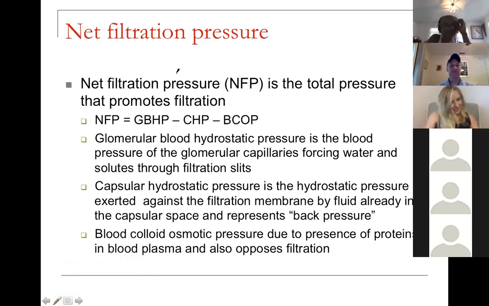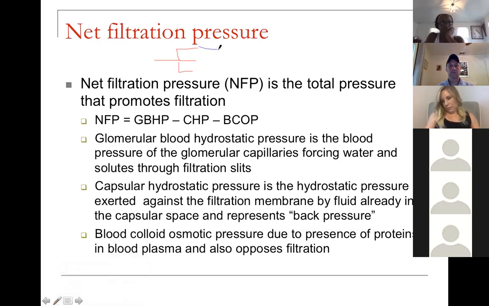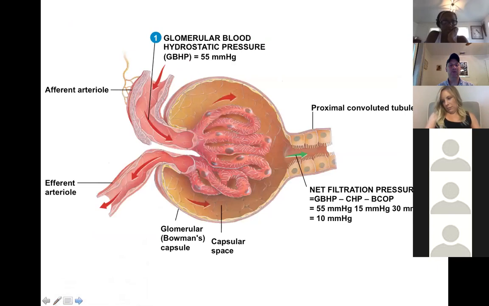Okay, let's go like this. So here's the capillary bed you're used to seeing, right? Remember, blood travels into this space at roughly 36 millimeters.